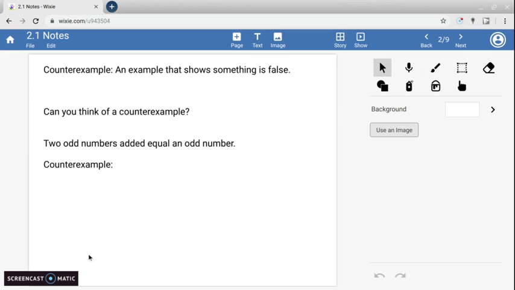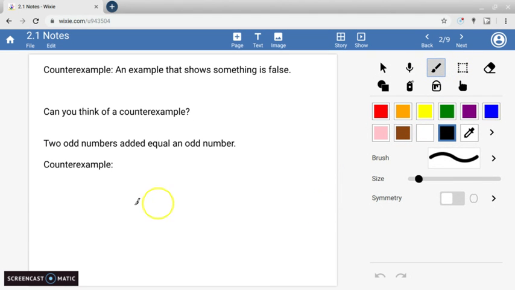Okay, first, a counterexample. This is an example that shows that something is false. So, this is pretty simple. Can you think of a counterexample for this statement? Two odd numbers added equal an odd number. Can you think of a situation when that wouldn't be true? You can either say true if it's true all the time, or say false and then why. Or you could just write T and F.